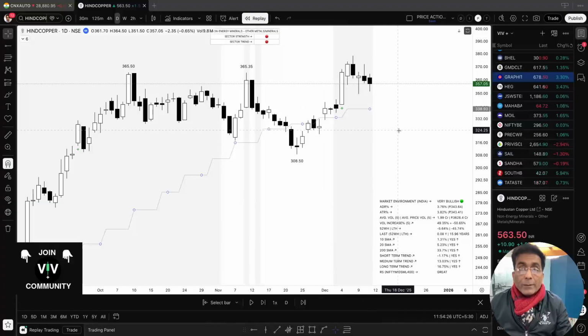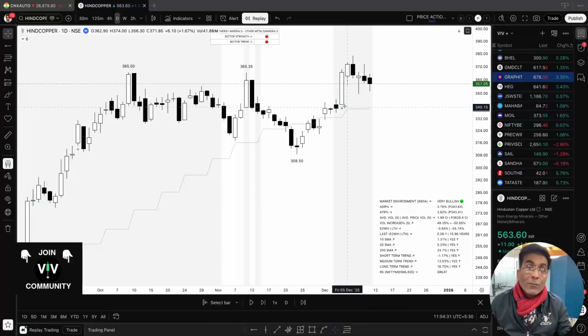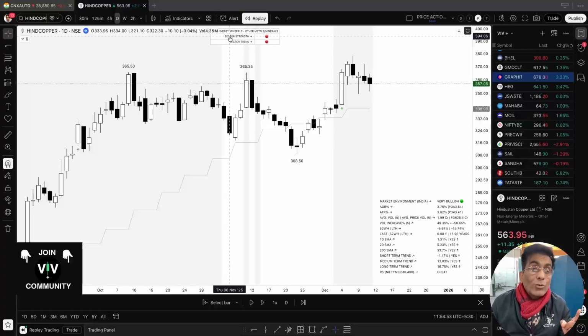There was a footprint, meaning someone created some important level here, and the 10-week moving average was also there. So my stop loss was half percent under the 10-week moving average. By chance it didn't work, it failed, but at that time the sector was not showing strength. There is no index related to this sector.